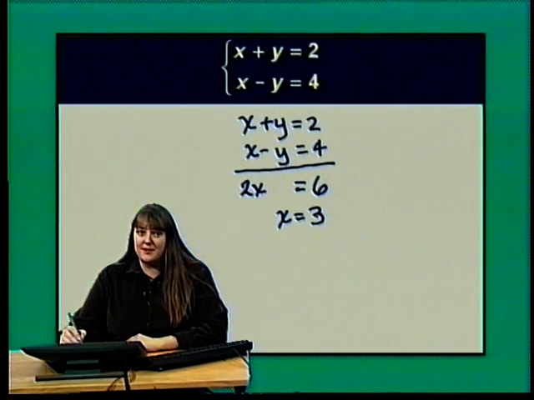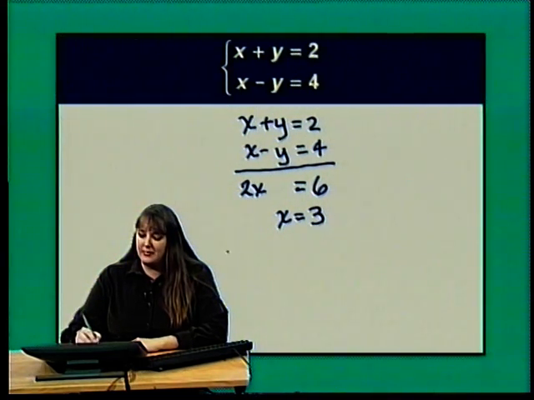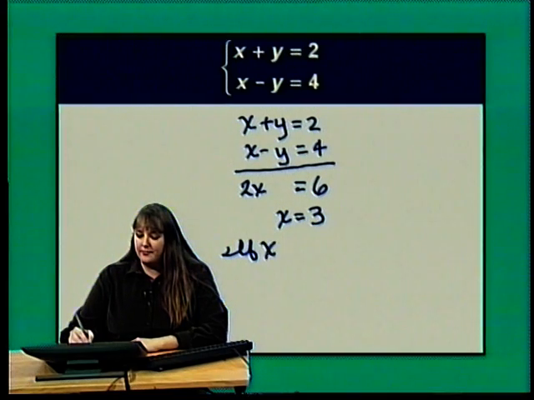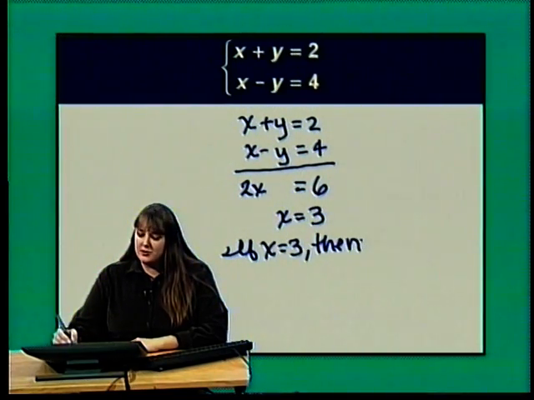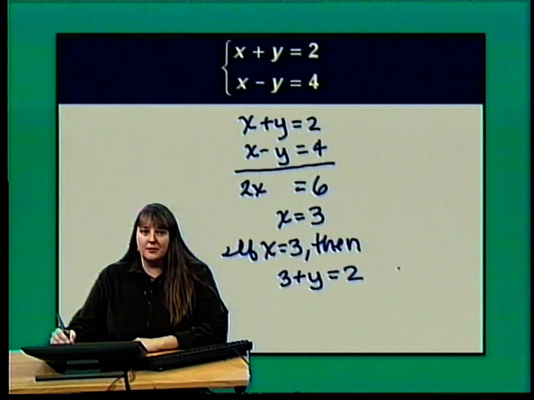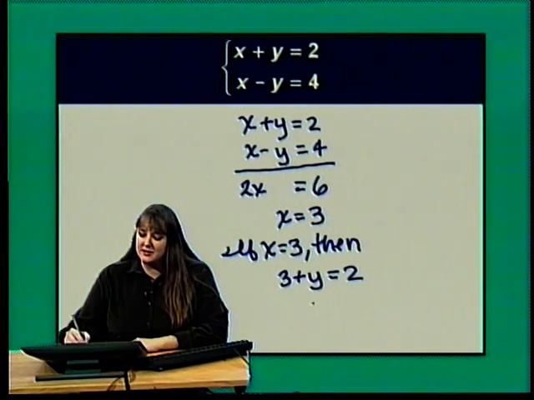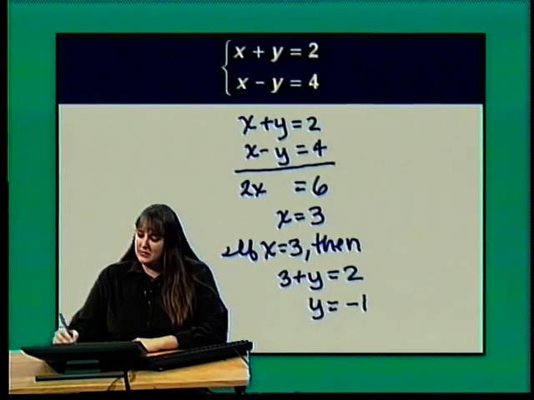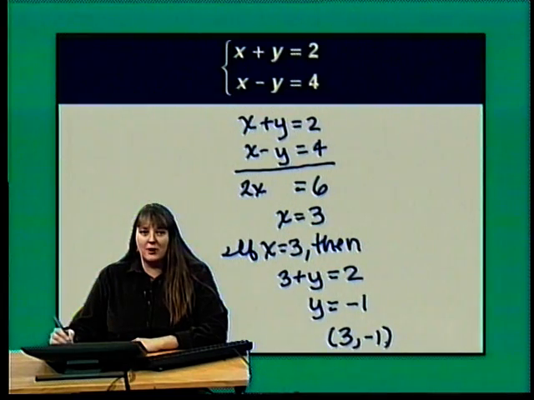I'm solving a system of equations, so I should be getting an ordered pair. I have a value for x, I need to find out what the corresponding y value is. So if x equals 3, then using our first equation, 3 plus y is equal to 2. And subtracting 3 from both sides of this equation, we get y is equal to negative 1. So my proposed solution is 3, negative 1.